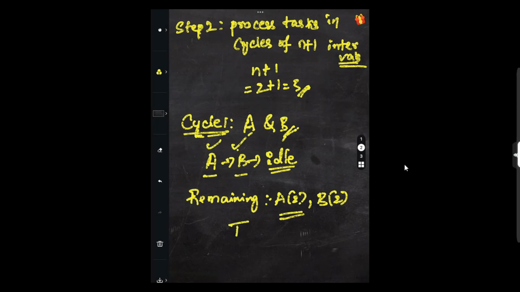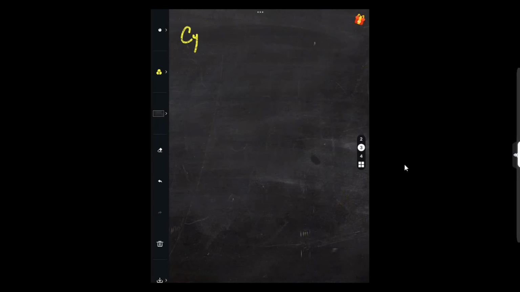So now, time elapsed here, I'll just give time here in this case. Time elapsed this 3, n plus 1, we are considering here 3. We are going with 3, right? This is for the cycle 1. Next, let's go with the cycle 2 here.